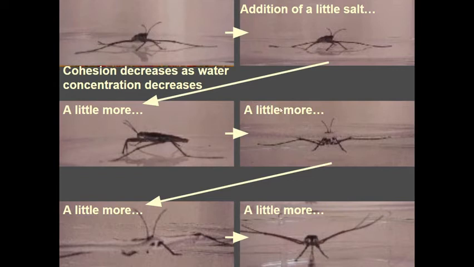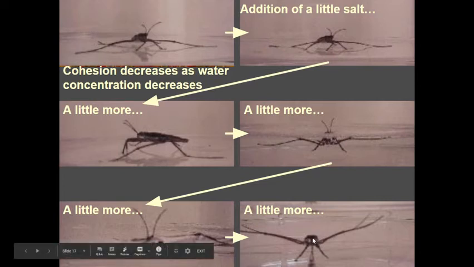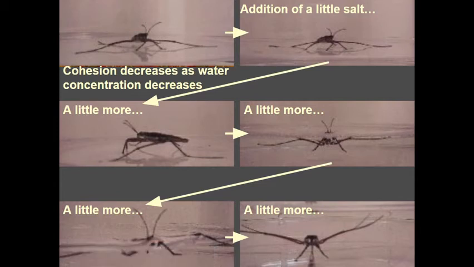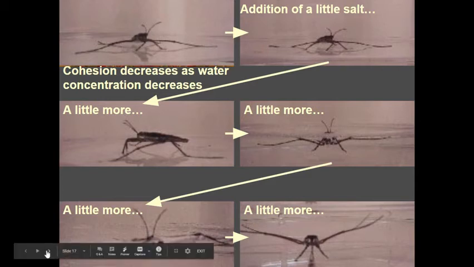With more and more salt added, there's less and less hydrogen bonding, less surface tension, and eventually that insect's not going to be able to walk on the water anymore. We have added so much impurity that there's no longer that cohesion that allowed it to walk on the surface.